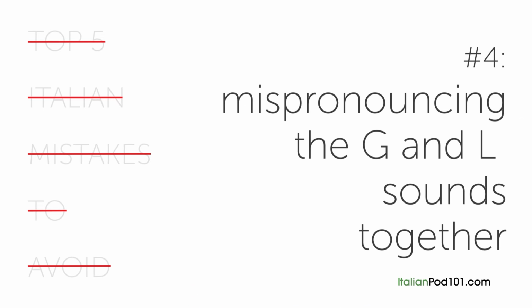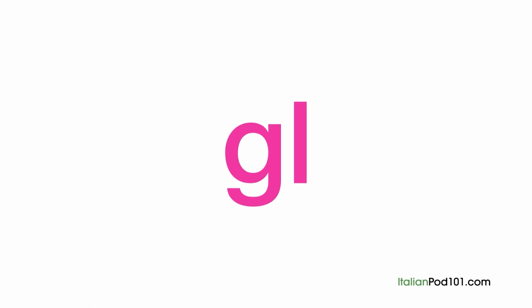We'll learn more about this sound in Lesson 7. Number 4. Mispronouncing the G and L sounds together. This is another sound that's difficult for Italian learners to pronounce.